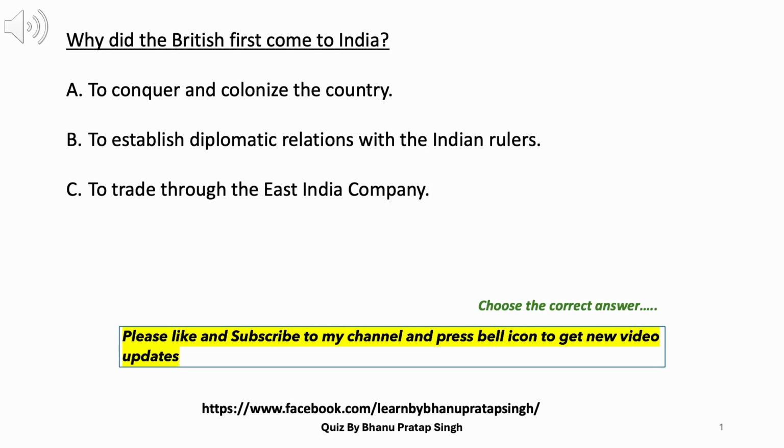1. Why did the British first come to India? A. To conquer and colonize the country. B. To establish diplomatic relations with the Indian rulers. C. To trade through the East India Company. Please think through the answers. Answer: C. To trade through the East India Company.